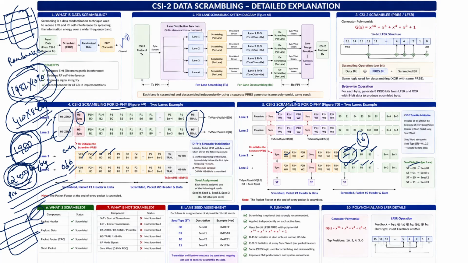Seed 0, seed 1, seed 2, seed 3 is there, right? 8421 code is there.